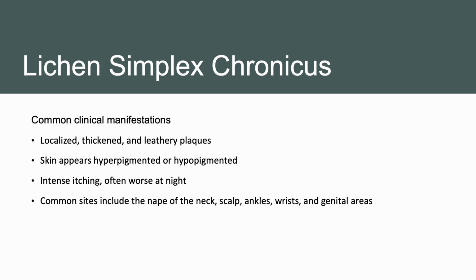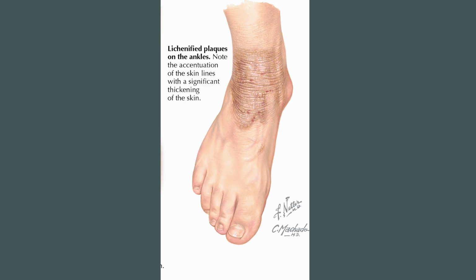So again, the skin looks thickened and leathery where it's been scratched or rubbed. It can often be hyperpigmented or hypopigmented. And it itches. The more you scratch it, it seems like the more it itches. Common sites, the neck, scalp, ankles, wrists, and genital areas. Here's a nice Netter drawing of lichen simplex chronicus.